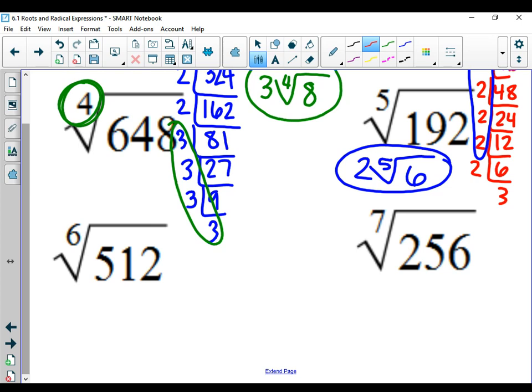And 512, if we divide that by 2, what did you get?